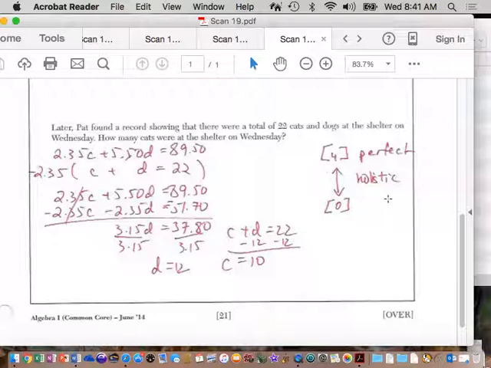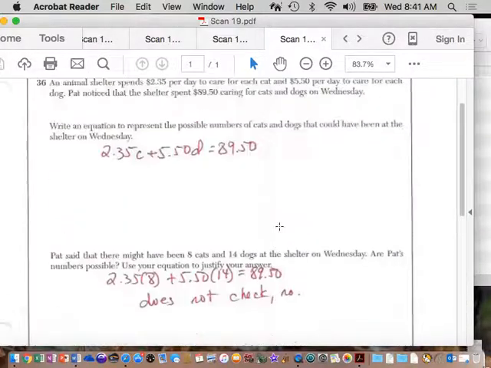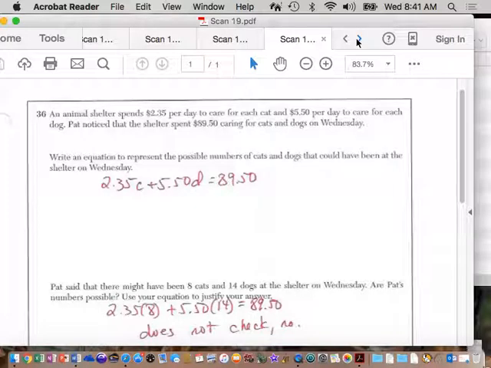Anthony, did you have a question, buddy? If only we could find out how many cats were there at the shelter yesterday, so instead of multiplying negative 2.35 with c plus d equals 22, I did negative 5. That's fine. Nothing wrong with that at all, buddy. I would still get a perfect score for doing that. Yeah, absolutely, as long as you came out with that there are 10 cats. Okay? All right, next up.